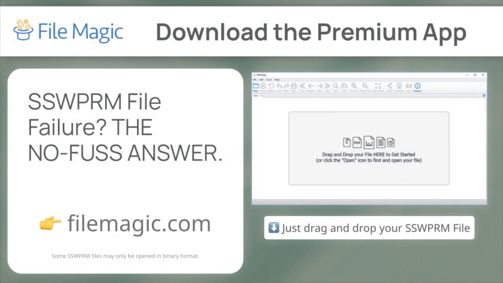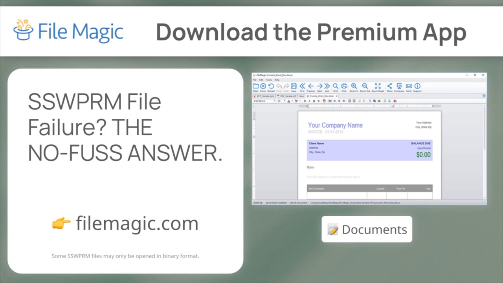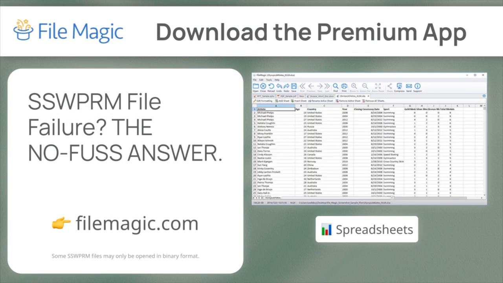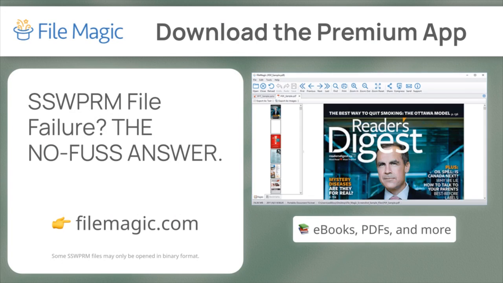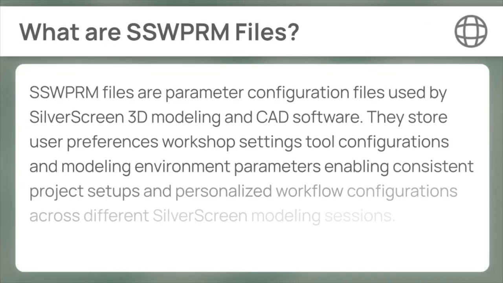Before we get technical, the simplest step is often overlooked: installing a general file opening utility. This often works when the specific SSWPRM application fails. More details to follow. SSWPRM files are parameter configuration files used by SilverScreen 3D modeling and SAD software.